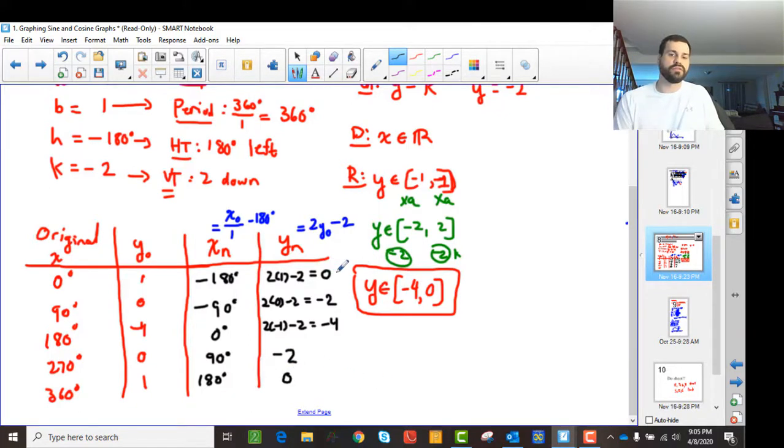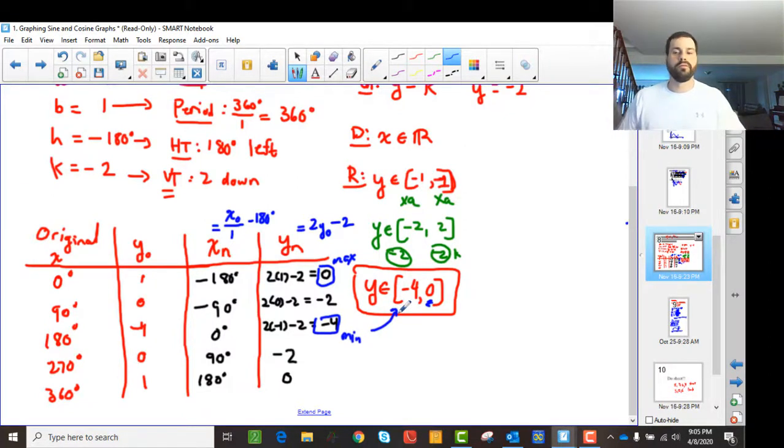So those are my x values. And you'll notice again, if you look at your table to get your range, there's my highest number, that's my max, which I put here. And this is my lowest number, that's my min, and I put that there.